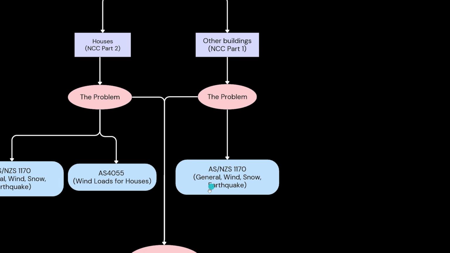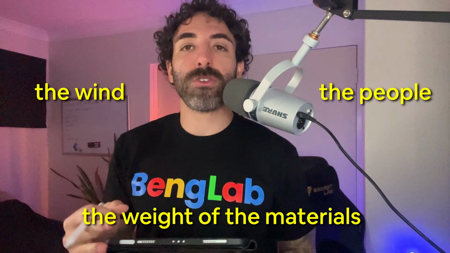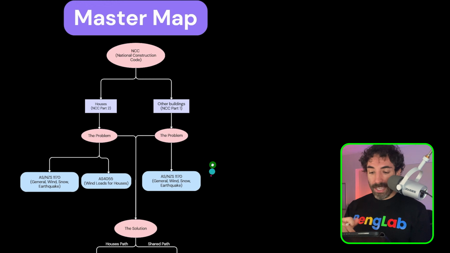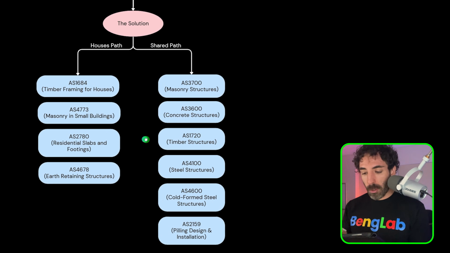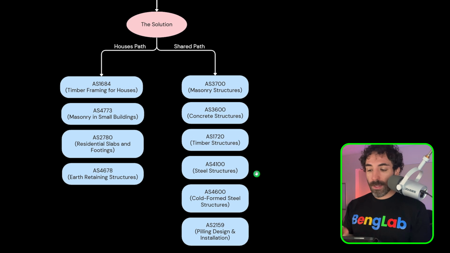So what's the next step now? We need to design the solution. We need to create a skeleton for our house that can take all of those loads: the wind, the people, the weight of the materials, and transfer them all the way down to the ground. And this is where we get to the load path. This is the single most important concept in structural design, which is called the load path, and it's exactly how we will link all our material standards together from top to bottom.